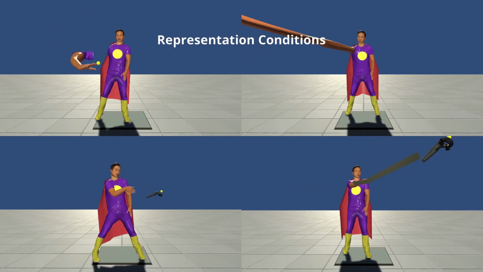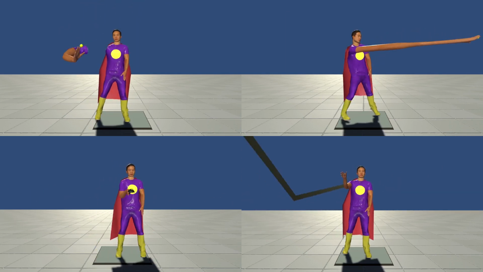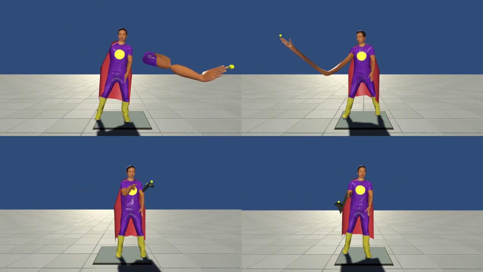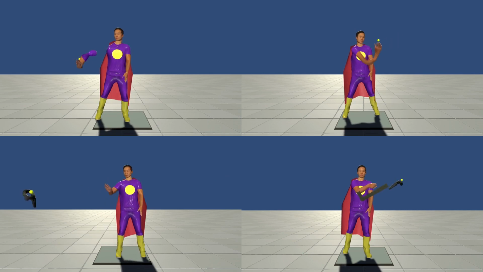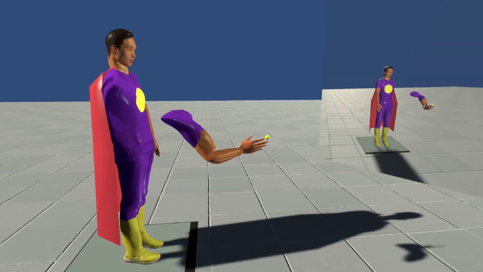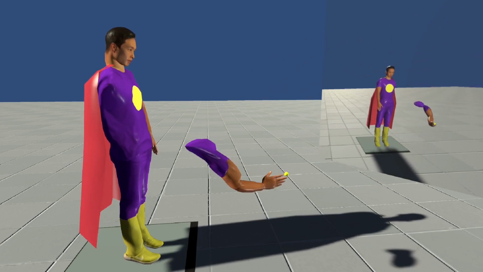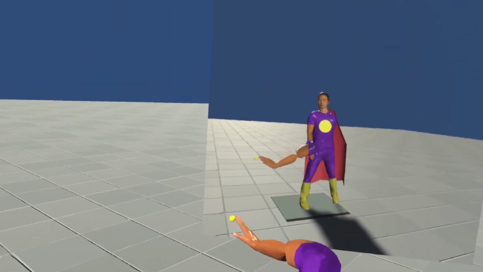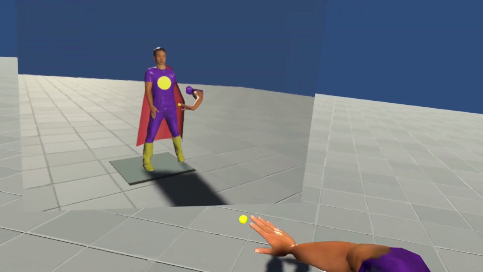Representation is a within-subjects factor. Each participant uses one of the 4 different visual representations of the go-go technique. Detachable arms is inspired by the superpower of Arm Fall Off Boy. It shows the avatar's entire arm coming off and flying into the distance.